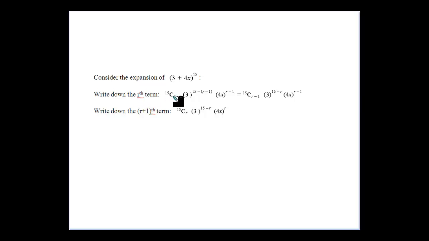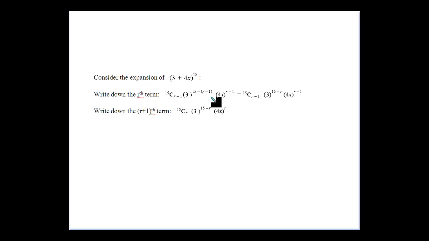What we call the rth term would be 15C(r-1) times 3 to the power of (15 - (r-1)) times (4x) to the power of (r-1). Again, we're applying the nCr formula as a general formula for the general term of a binomial expansion. And also we're going to consider the (r+1)th term, which is 15Cr times 3 to the power of (15 - r) times (4x) to the power of r. So notice the (r+1)th term is 15Cr. The rth term is 15C(r-1).